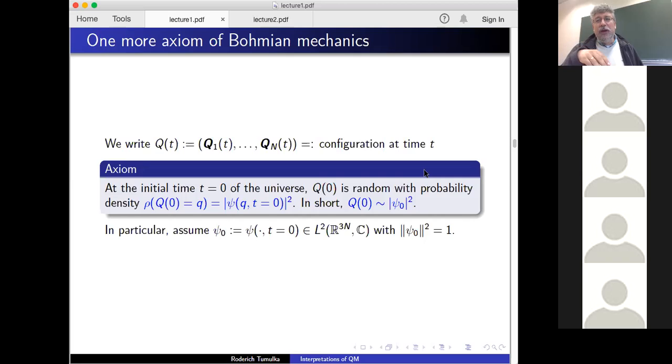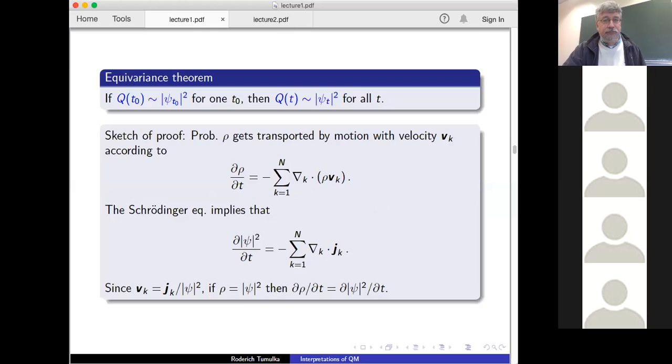So we assume that some version of Born's rule holds at time 0, that initially the configuration is chosen randomly with psi squared distribution. Of course, that requires that the initial wave function is square integrable. That's what I wrote here. It's an element of the L2 space and has L2 norm equal to 1, so that this psi squared distribution is actually normalized. It then follows that the configuration is psi squared distributed at every time t.